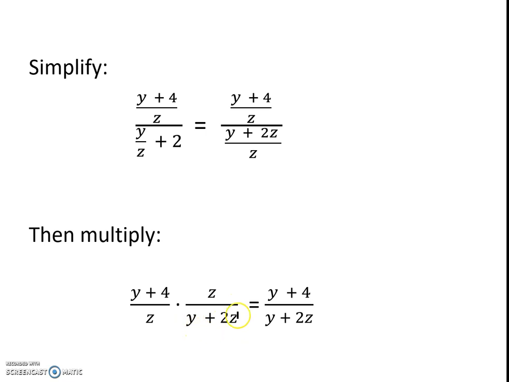which is right down here. So we come across and we have these z's cancel, and we're left with simply y plus 4 over y plus 2z, and that would be our answer.